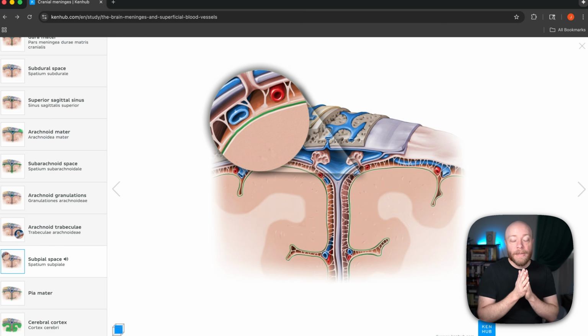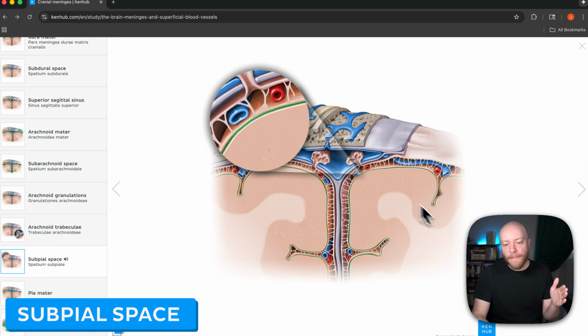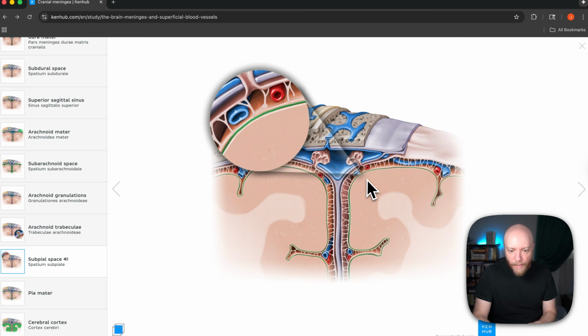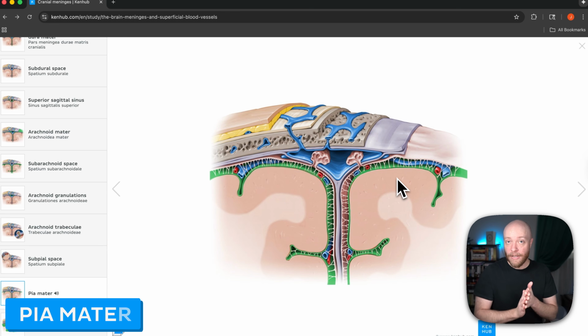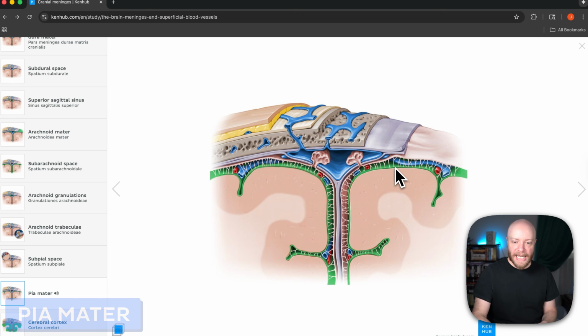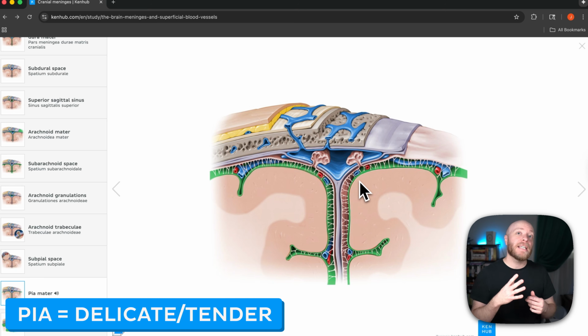All right. So this is going to be what's called the subpial space. We're zooming in here. This is really tiny, but we are zooming in here. This is deep. This is, again, another potential space that there can be some fluid inside of, but it is more of a potential space that is deep to what we really are calling the pia mater. So the pia mater is that bottom, inferior, deepest layer that is connected by the arachnoid trabeculae to the arachnoid mater. So the pia means delicate or tender.